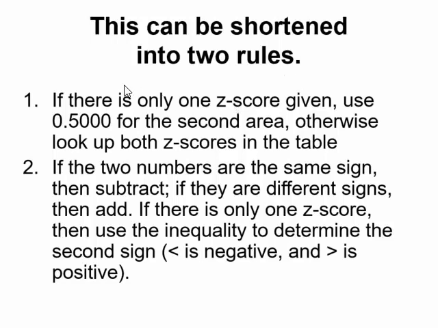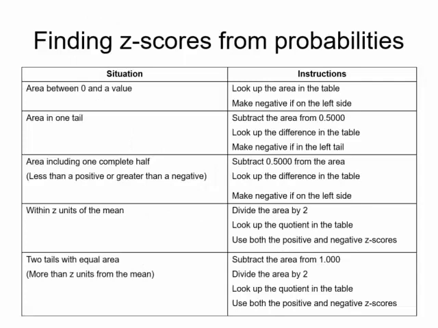the two rules. If there is only one Z score given, use 0.5 for the second area. Otherwise, you look out for both Z score in the table. If the two numbers have the same sign, then positive Z and positive Z, you subtract. If they are of different sign, then you add. So it doesn't matter. Okay, so that one is all not important. Why not important? Because we are not going to ask you to calculate the z-score from the probability.